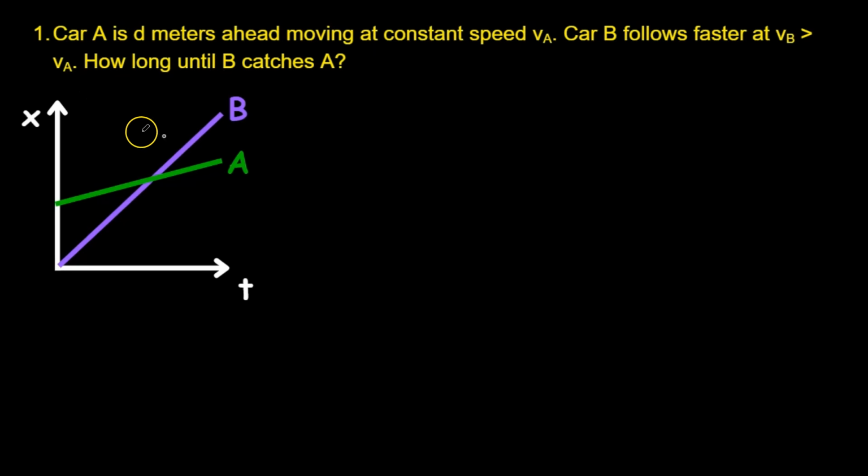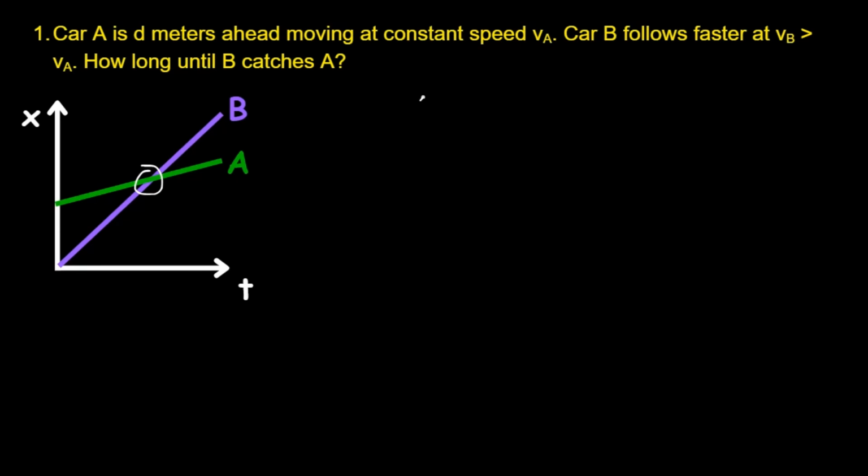We're going to start by using a position versus time graph to describe what's going on. Both objects are moving at constant speed, so you'll notice that the graphs are straight lines for both objects A and B. Notice that A starts higher up on the position axis because car A is ahead of car B. And we want to find out the time it takes for car B to catch up to car A. So we're looking for the time to reach this location.